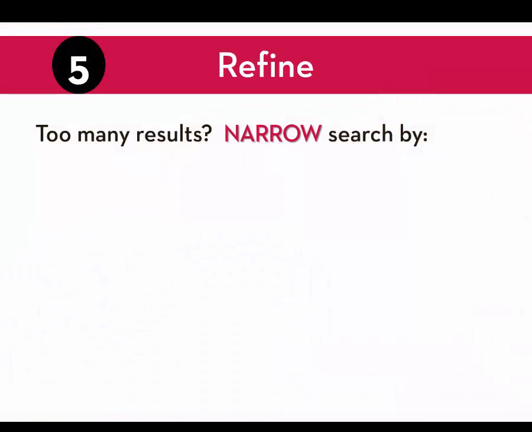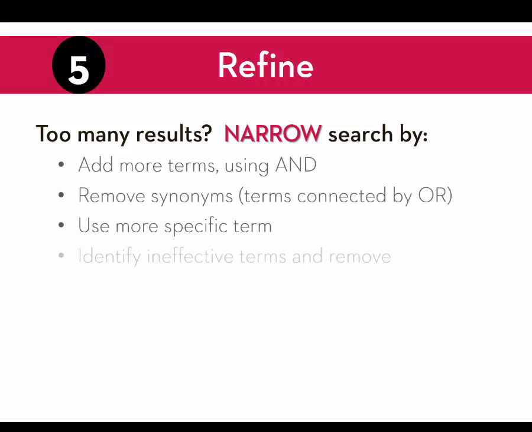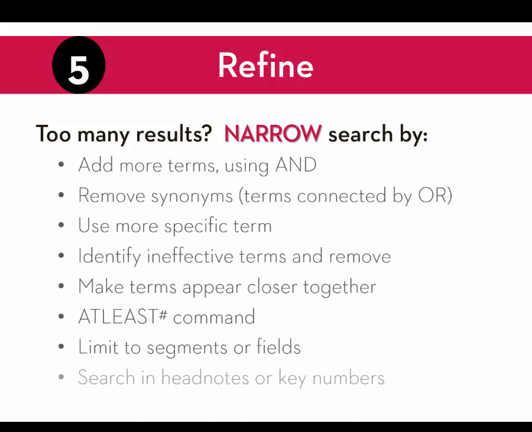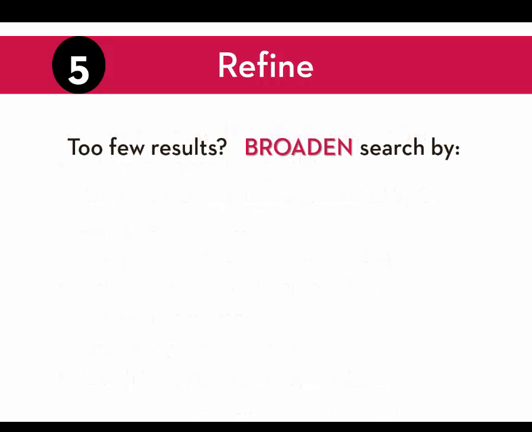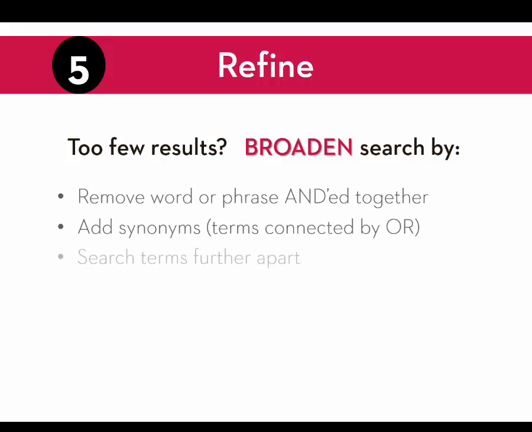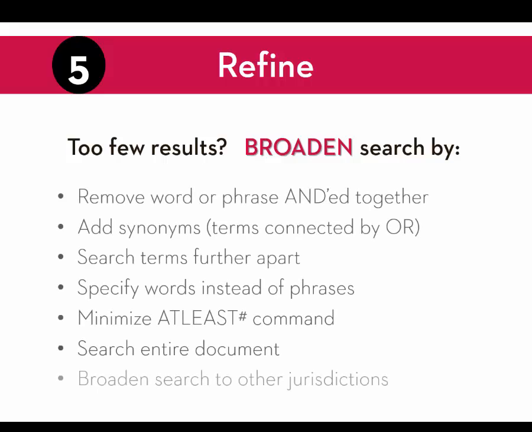If you get too many results, narrow your search by any of these methods. By adding more terms together using and, removing synonyms. These are terms that you've connected with or. Make some of your terms appear closer together. Use the at least command. And also limit to segments or fields, search in headnotes or key numbers, and limit by the most authoritative jurisdiction. If you've gotten too few results, broaden your search by any one of these methods as well.